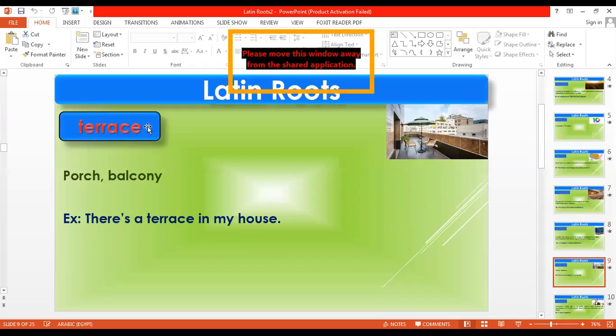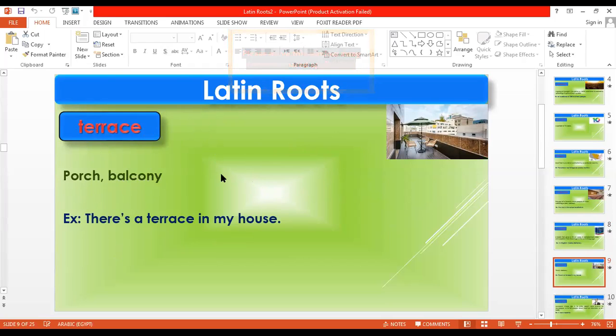Terrace. Look at the picture. It's a terrace, it's like a balcony or porch. So you can say there is a terrace in my house, or I have a balcony in my house.